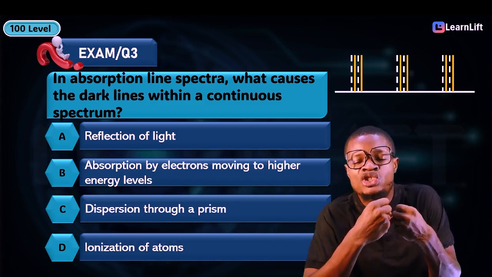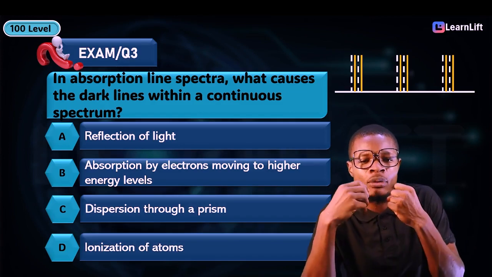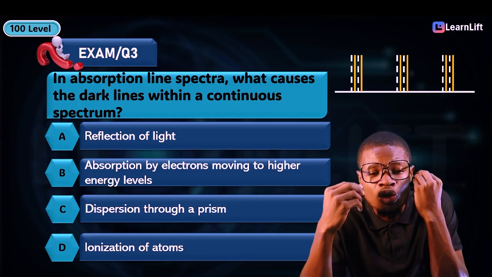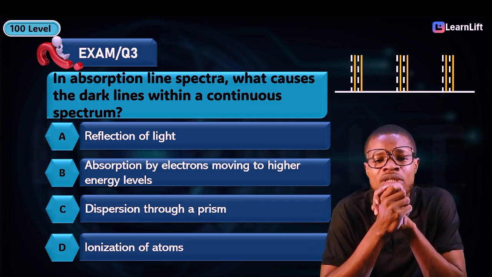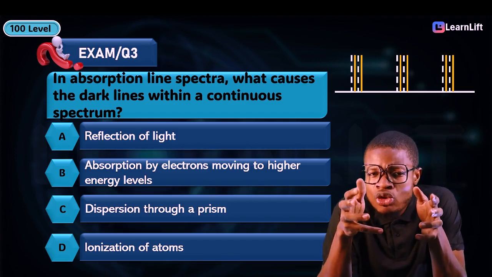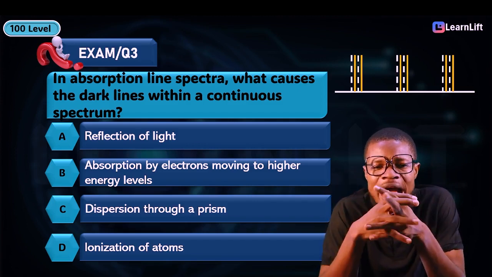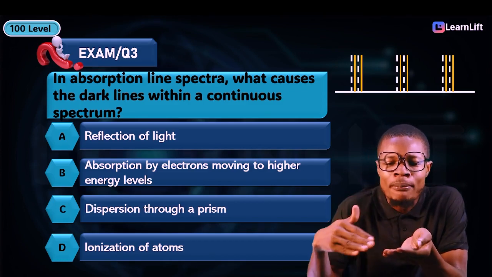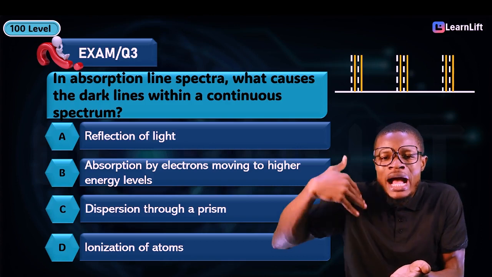In absorption, of course, what will happen there? Now, the cause of your dark lines within a continuous spectrum is that. Have you gotten the answer? Of course, in your absorption line spectrum, what happened? There is that movement. Are you getting it now? There is that movement from lower energy level to higher energy level.